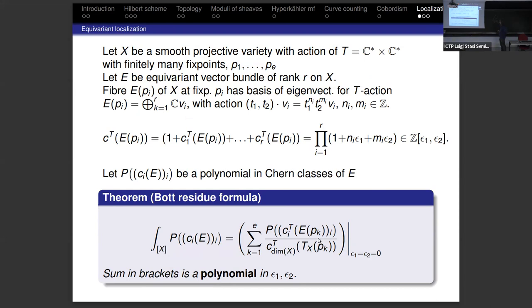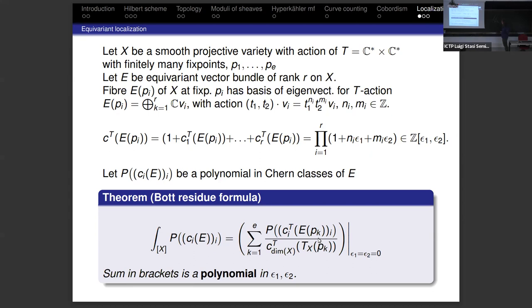Okay. Then the localization formula tells me the following. If I want to evaluate this on X, so I take this polynomial in Chern classes and integrate over the fundamental class of X, this will be a number. I can do this as follows. I take the same polynomial in these equivariant Chern classes at all the points. I divide it by the corresponding thing for the top Chern class of the tangent bundle, or the Euler class of the tangent bundle at every point. And I sum this expression over all the fixed points.